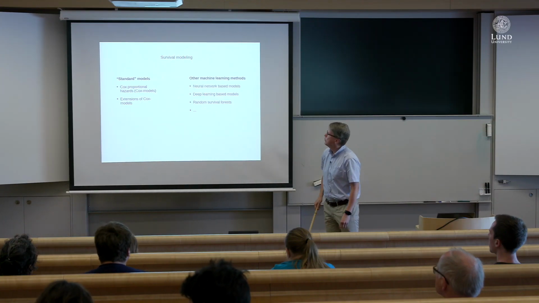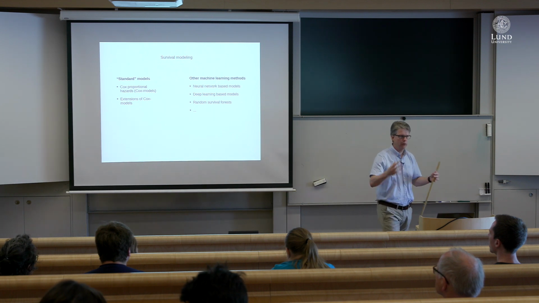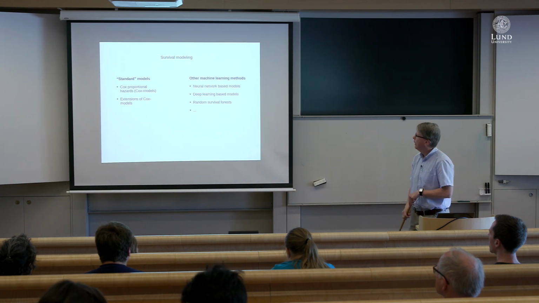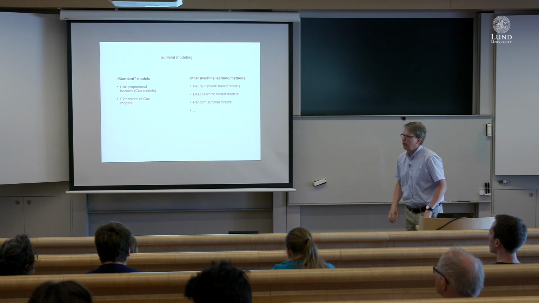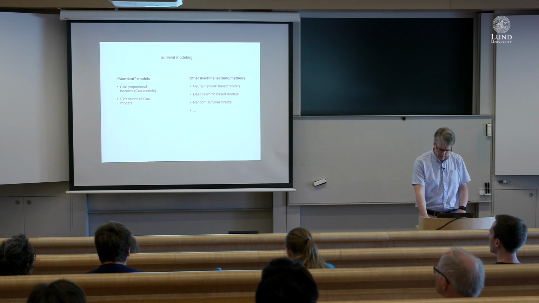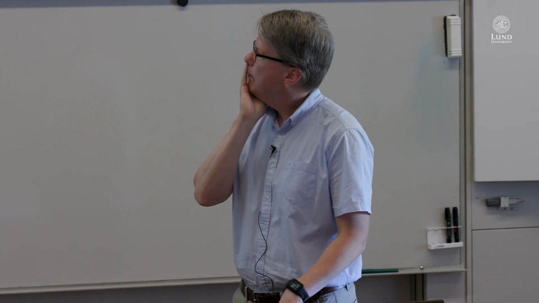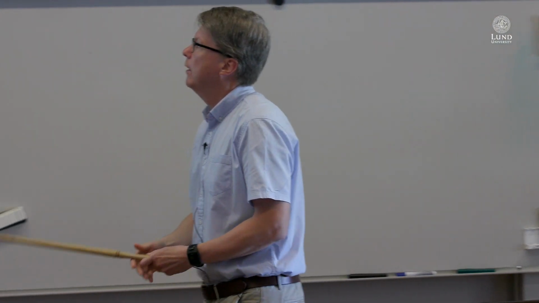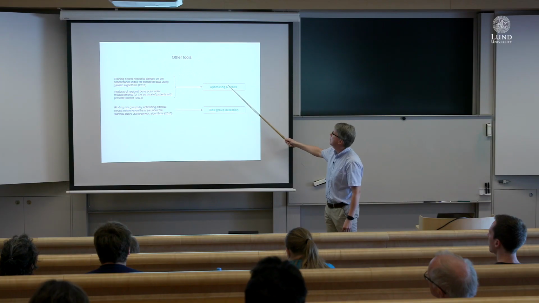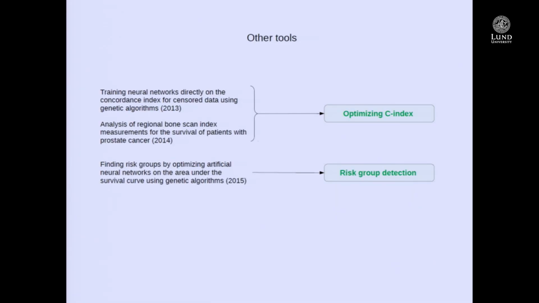There is something called random survival forests. So you can do random forests in a survival context. But this is mostly for modeling the survival function itself. What I'm going to talk a little bit about now is something that we worked with a couple of years ago, namely to use neural networks to actually optimize C-index and define risk groups.